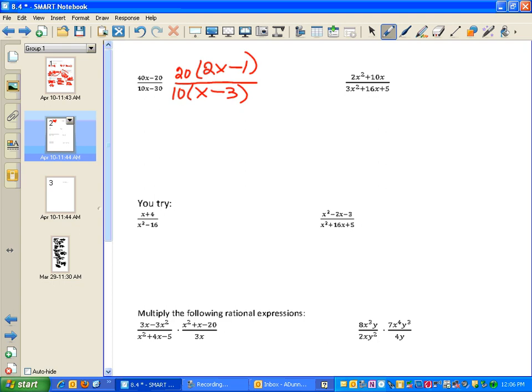Okay, so can I do anything with the 2x minus 1? How about with the x minus 3? What about the 20 over the 10? What reduces there? The 10. So I'm left with 2 times 2x minus 1 over 1 times x minus 3. So that's just 2 times 2x minus 1 over x minus 3.